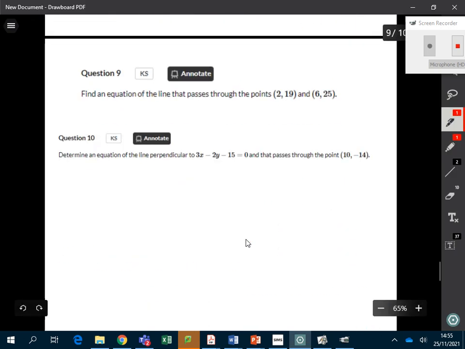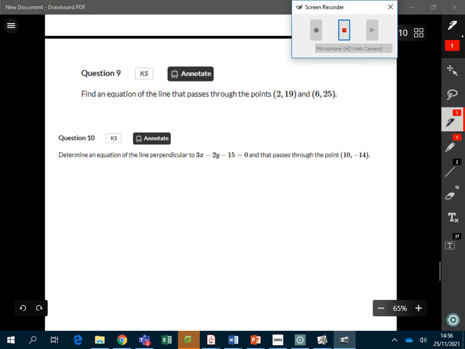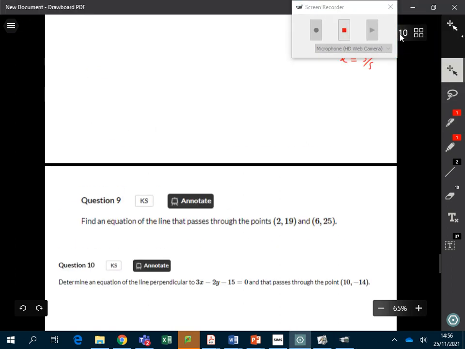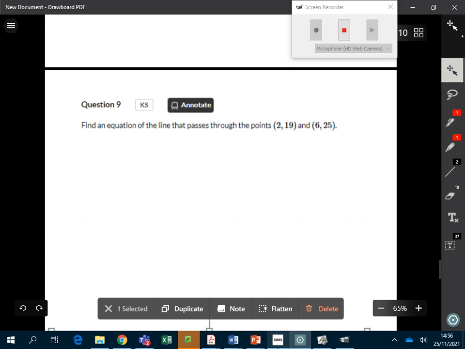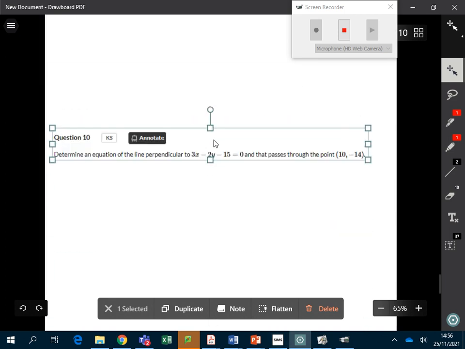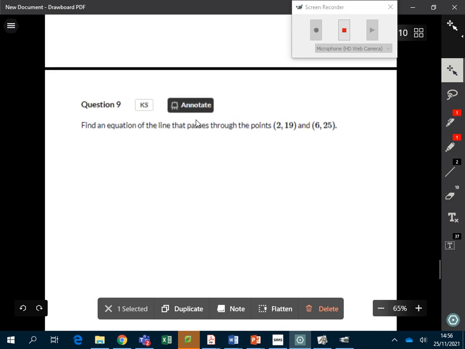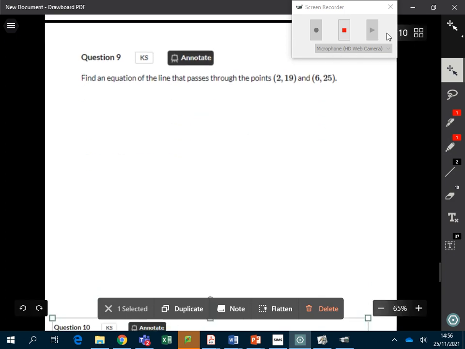Question 9. Find the equation that passes through these points. Whoops, sorry, we've got question 10 there as well. Just move that down. Okay, question 9. So if it passes through these 2 points, let's find the gradient first of all.